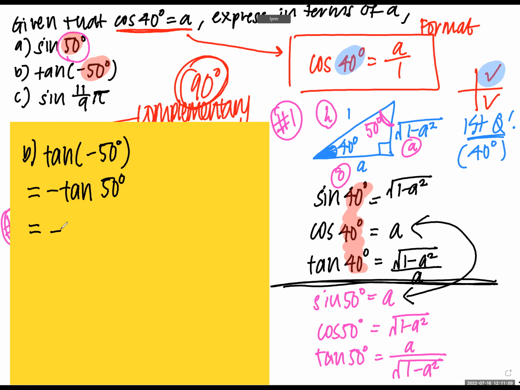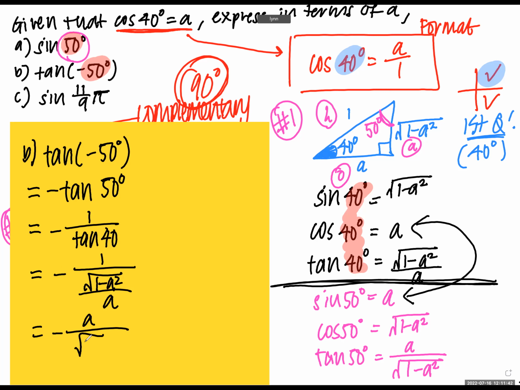How do we apply the complementary formula that you guys have already copied? 1 over tangent 40. And do we have tangent 40? Yeah. Which is minus 1 over this whole thing, right? Which is equal to 1 divided by this whole thing, it will give you minus a over square root 1 minus b.